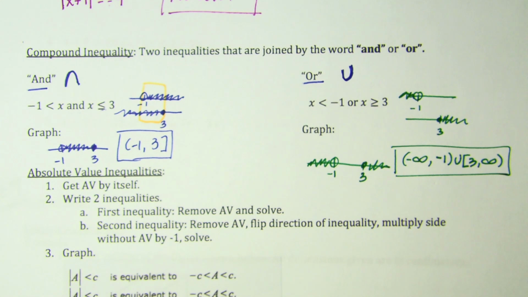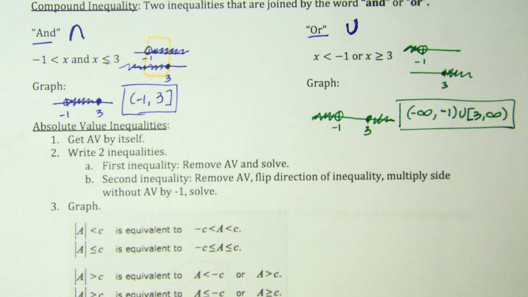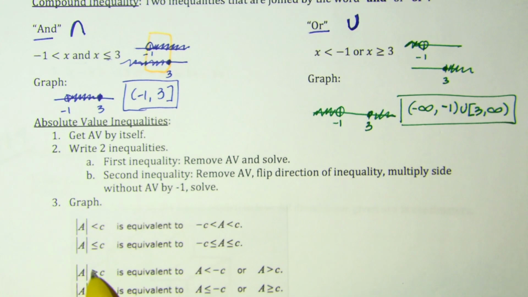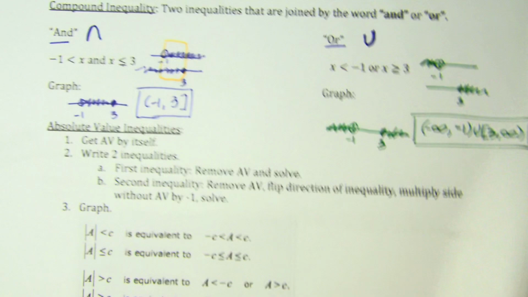Now, sometimes we're working with these types of problems with absolute value as well. And these are the rules you're going to need to follow for writing absolute value inequalities as 2 separate inequalities. So if you have the absolute value less than C, or less than or equal to C, it's going to be different to write them than if the inequality is pointing towards it. So you'd write it like this, or you'd write it like this, depending on whether it's pointing towards or pointing away.